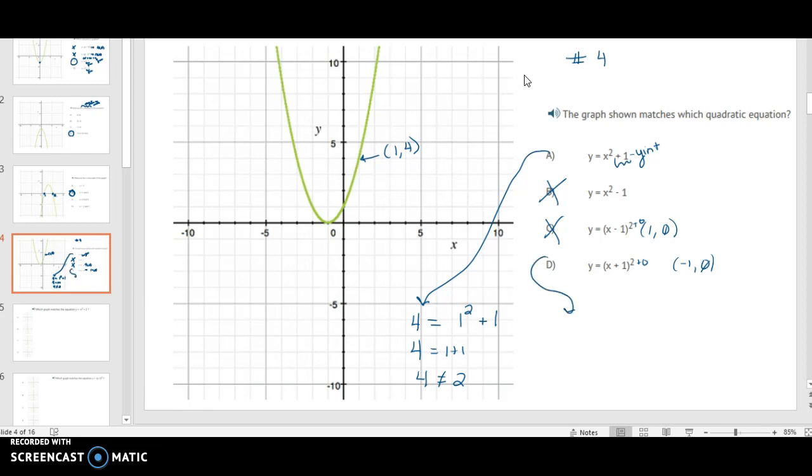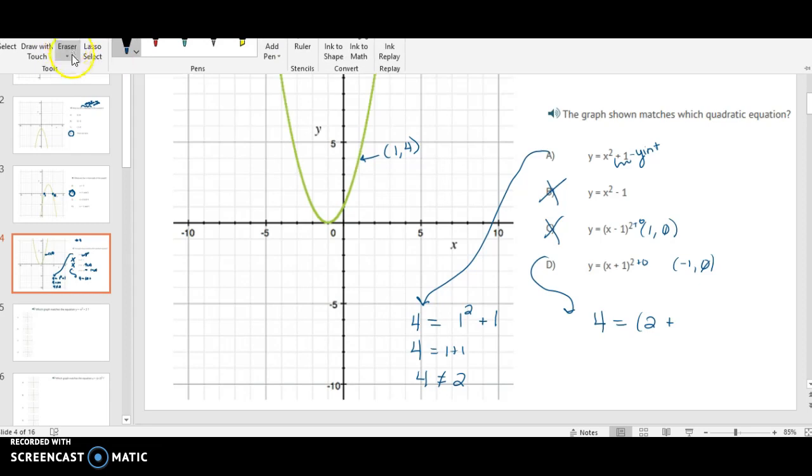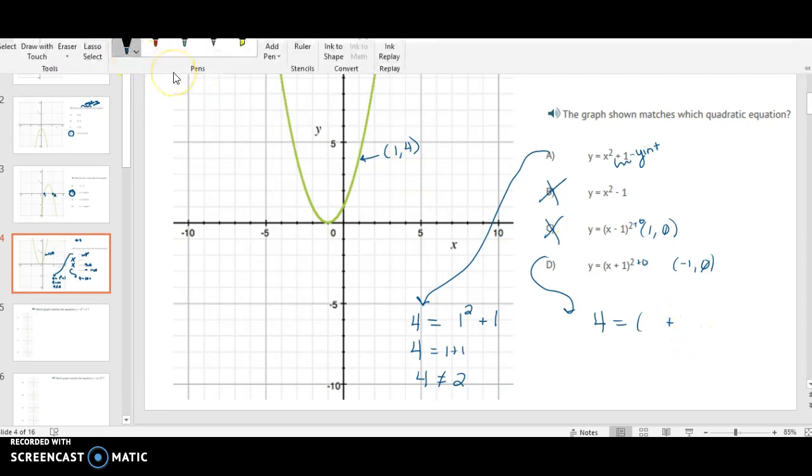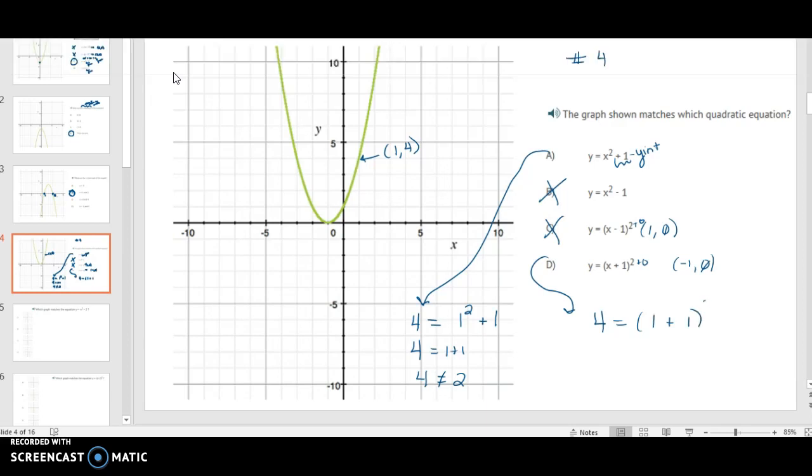Let's try that. Does 4 equal 2 plus, oops, I'm sorry, let me erase. I'm trying to click the button. So sorry, it's supposed to be a 1. Does 4 equal 1 plus 1 squared? We'll do parentheses first. 4 equals 4. That is true. So it has to be D. D is the right answer.